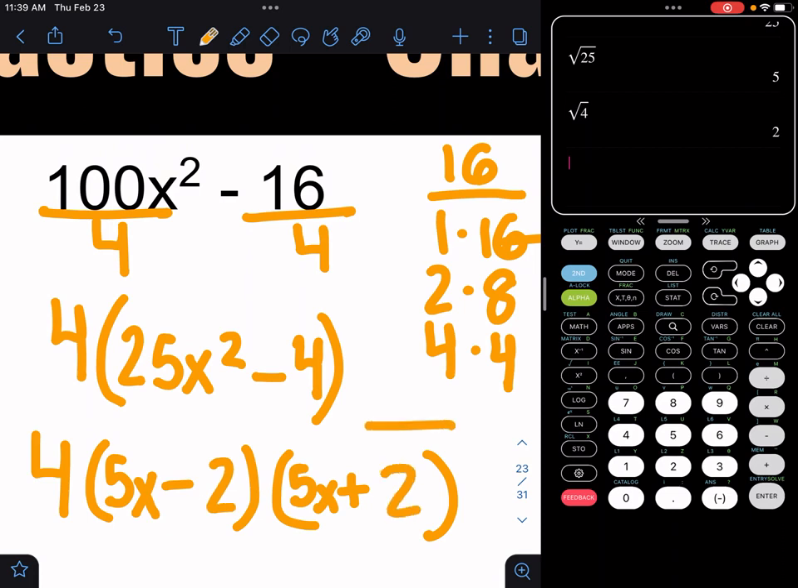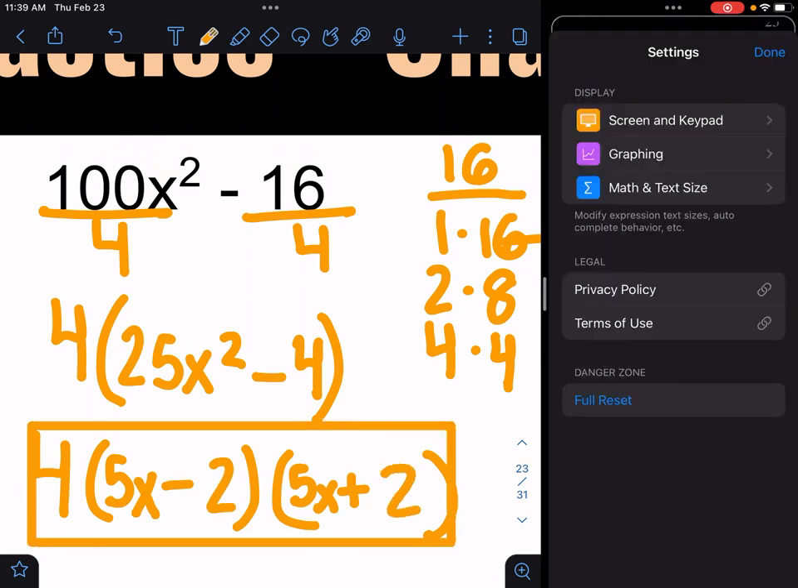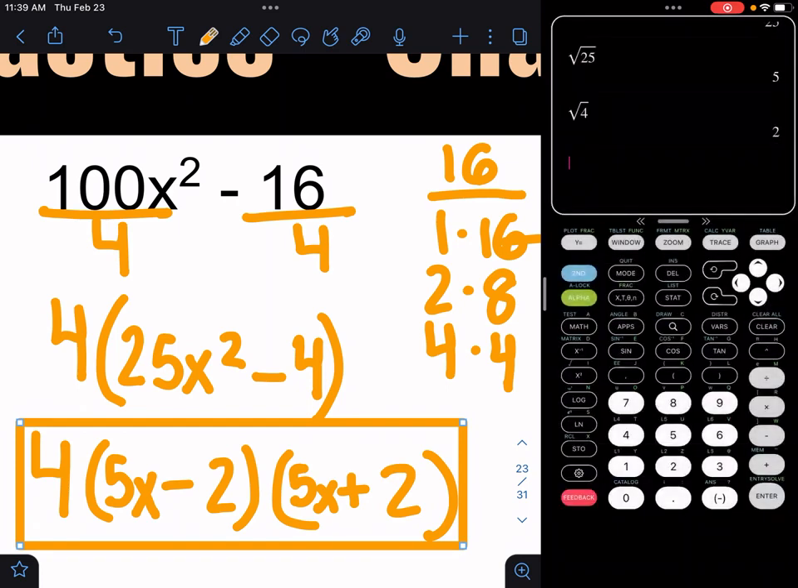So this right here is called factoring completely, which we're going to do a whole lesson on, but this is a preview into it, where you first have to take out a GCF, and then you continue your factoring.